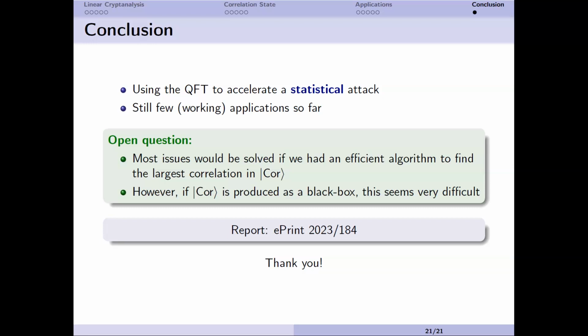I do have two working applications so far, which are basically the applications where classical linear cryptanalysis is great, orthogonal with the applications where this kind of attack in the quantum setting would be great. Everything would be solved if there was a very good quantum algorithm to find the largest correlation in the correlation state, but I'm not sure if it's actually doable if it's produced as a black box. Well, I leave the problem to you. And the report you can find on ePrint.